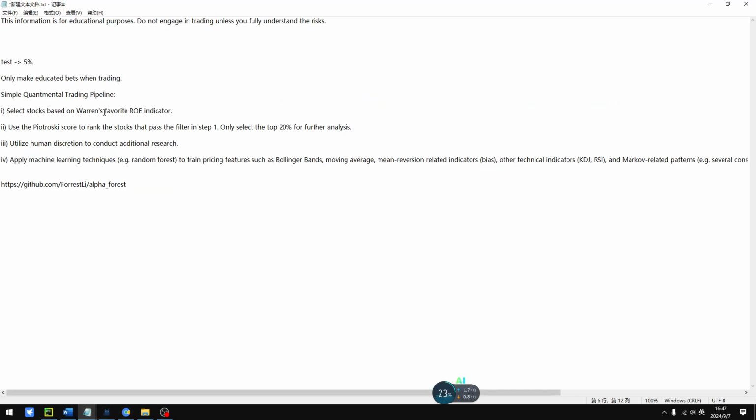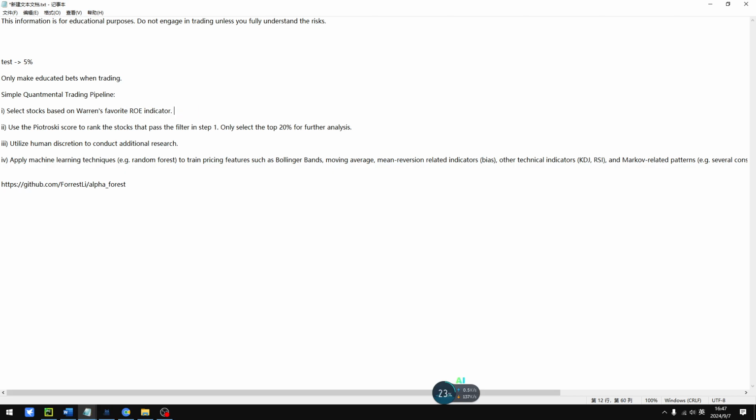Okay, so this is what we will try to do in our demo. First, select stocks based on this ROE indicator. We know there will be tens of thousands of stocks in each market. It can be very cumbersome to read all those financial papers and to compute all those financial ratios. Nowadays, with the help of Yahoo Finance, we can just use some simple Python script to do this job.